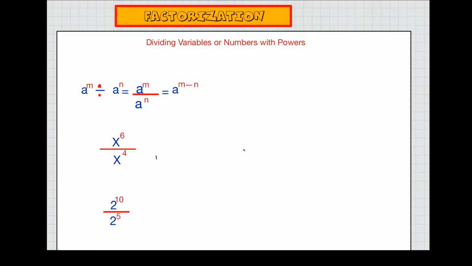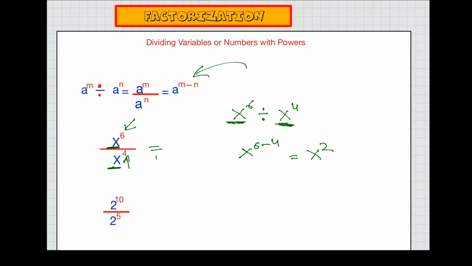So we have x to the power 6 and x to the power 4. The bases are same, x and x. We can also write x to the power 6 divided by x to the power 4. So according to this rule, we simply need to subtract the powers. We just write the base as it is, x, then subtract the powers: 6 minus 4, which gives us x squared.